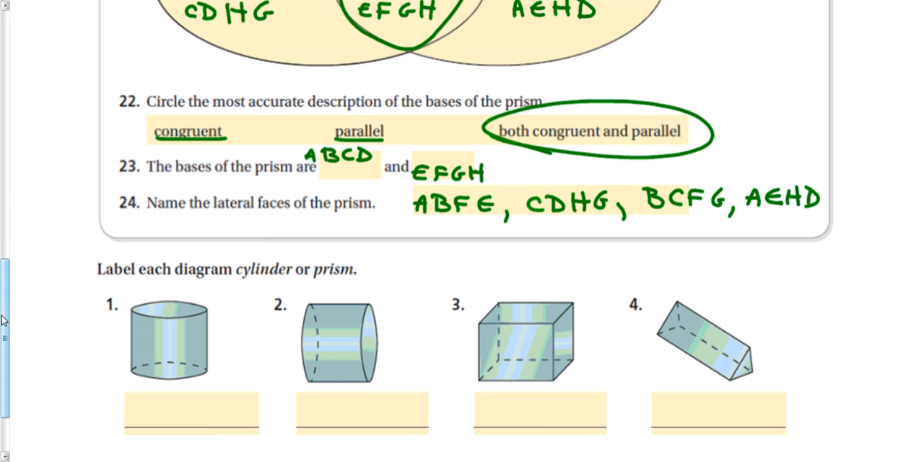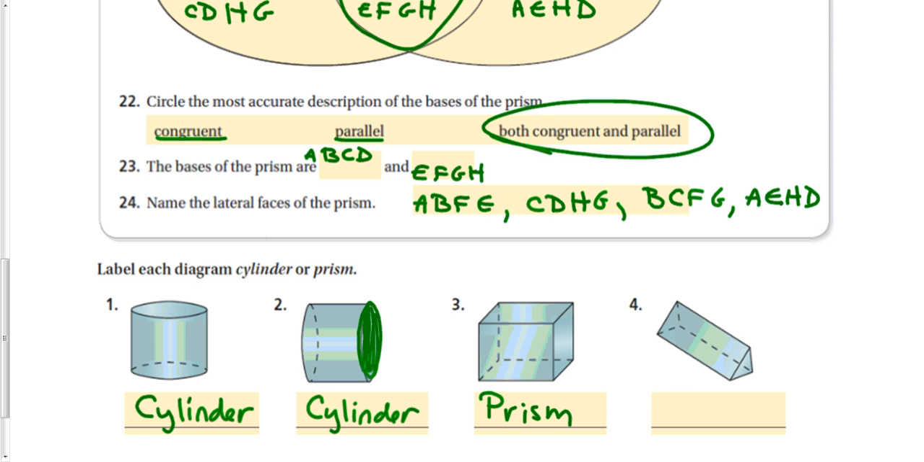Lastly, we're simply labeling each diagram as a cylinder or a prism. So please go ahead right now and identify each one as a cylinder or a prism. For number 1, that's a cylinder. Number 2, although it's on its side, it's still a cylinder, and that's because the base is a circle. Number 3 is a prism, and number 4 is also a prism.